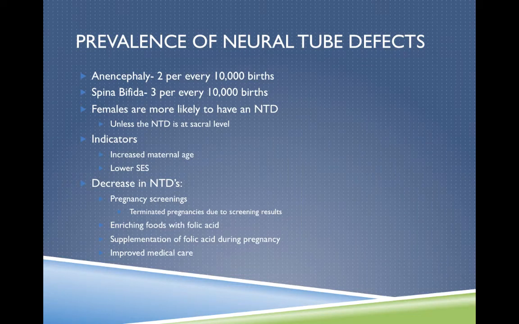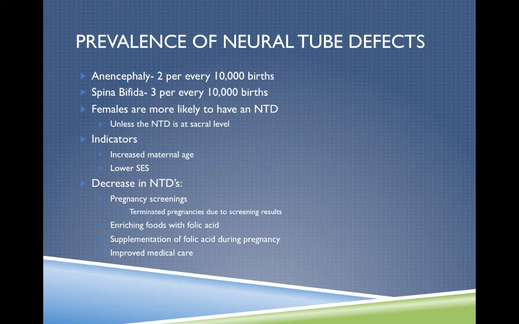Next, we'll talk about the prevalence of neural tube defects. I would like to note that these numbers do not include pregnancies that were terminated. For anencephaly, it's about 2 per every 10,000 births. For spina bifida, it's 3 per every 10,000 births. Females are more likely to have neural tube defects unless the neural tube defect is at sacral level, and then the numbers are equal for males and females.